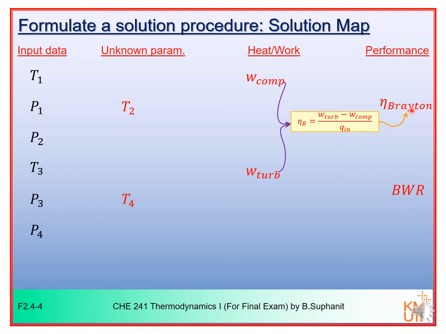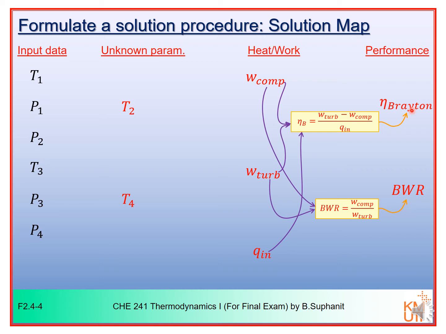Here we have the equation as shown in the first yellow box here. To calculate the Brayton efficiency, apart from WCOM and W turbine that we need, we also require Q in. So, we list Q in as another heat or work variable to be determined as well. Next, the back work ratio can be determined from the definition of work input divided by work output. That would be WCOM divided by W turbine. We can now move on to the next layer to determine the heat and work variables.